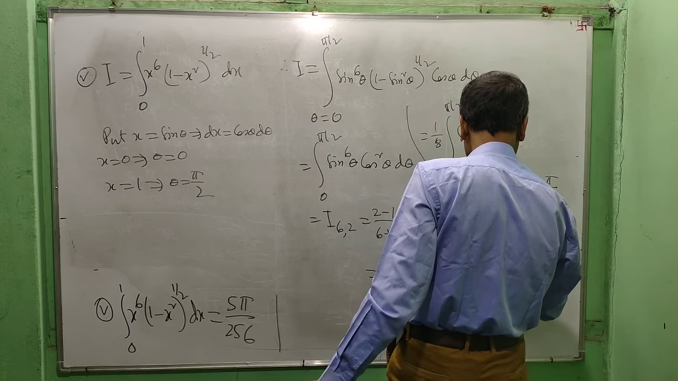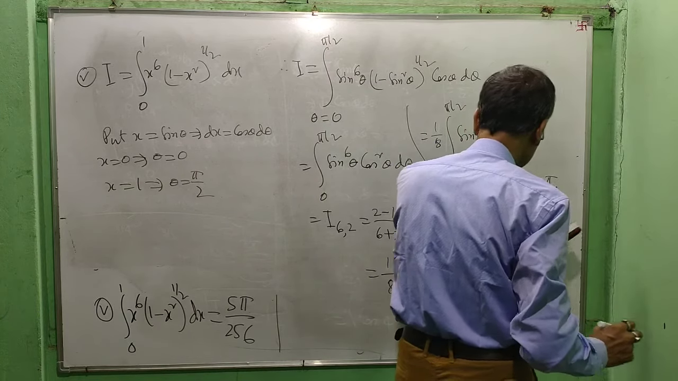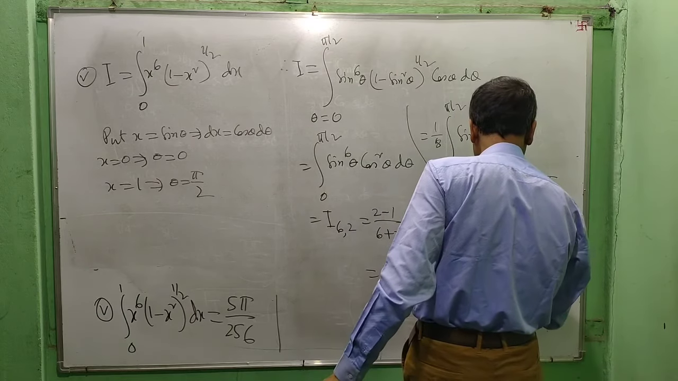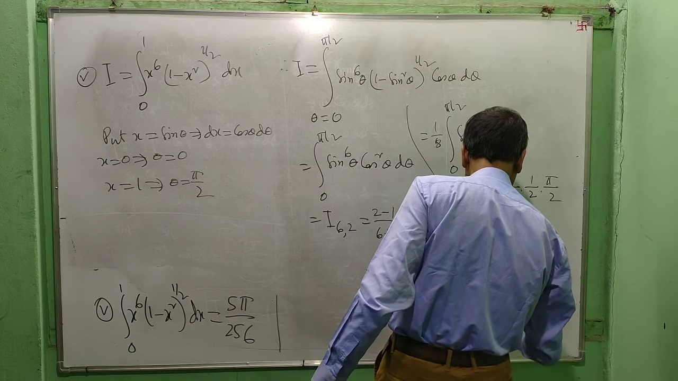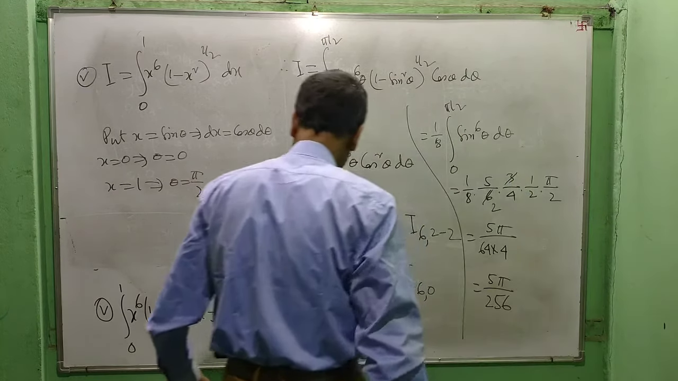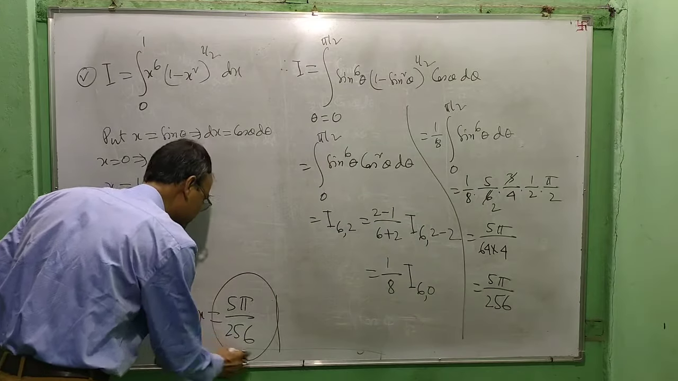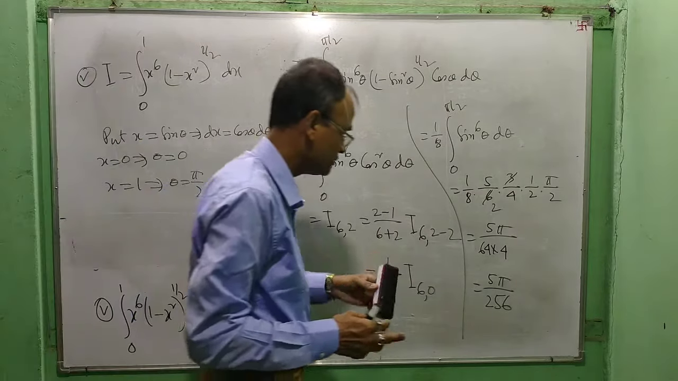This is equal to pi divided by 64 into 4, which is equal to 5 pi divided by 256. You see, 5 pi divided by 256.